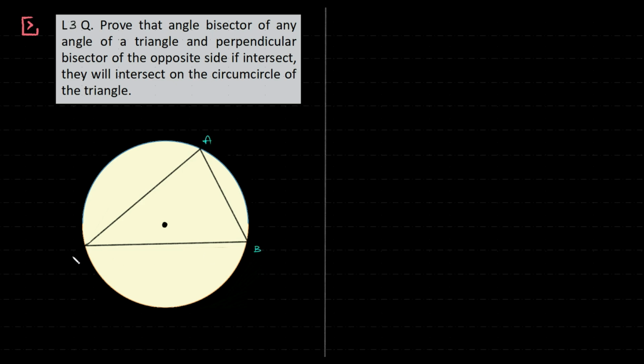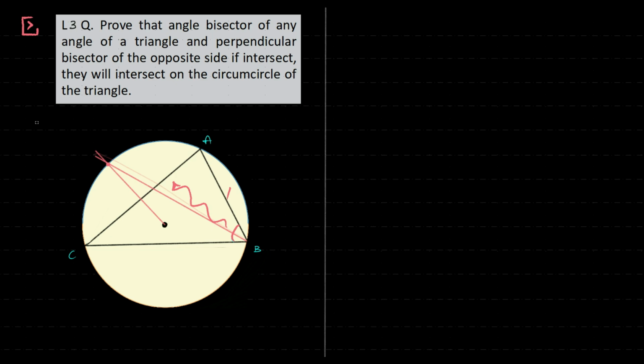So we have a triangle ABC. If I consider angle B, what is the opposite side? The opposite side would be AC. The question is quite simple. If I have a perpendicular bisector and an angle bisector for this particular angle and this particular side, the opposite side and opposite angle, the point where they meet, if they do meet, will be on the circumference of the circle. So this is your question.